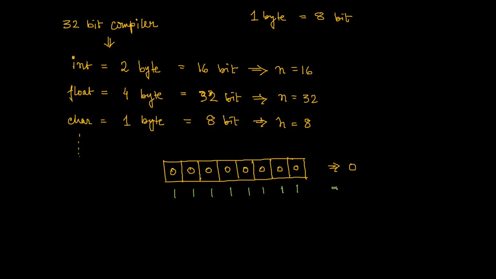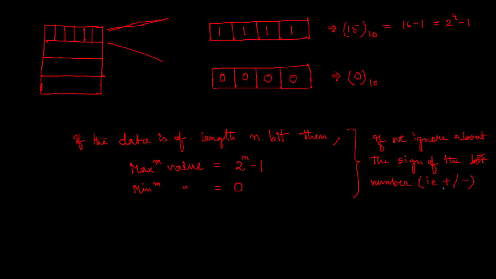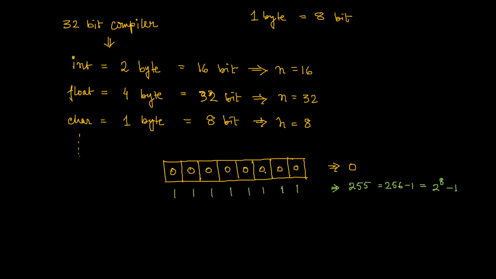And it will be what? If you try to find the corresponding decimal value of this, you will find it is 255. Means 256 minus 1, means it is 2 to the power 8 minus 1. As we have seen over here, maximum value is 2 to the power n minus 1, right? Here also 2 to the power 8 minus 1. 8 is the length, as simple as that.